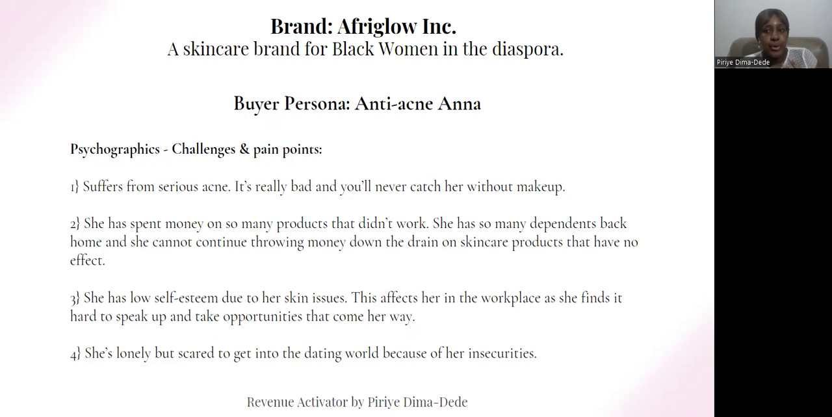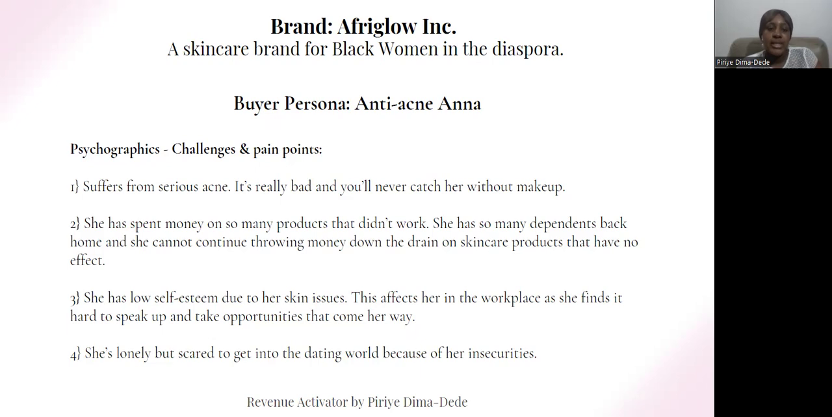These are some of her pain points. One, she has a lot of acne. It's so bad. She always has to use makeup to cover up, so she can feel more confident and feel like everyone is not just staring at her and at her acne. She has also spent so much money on products trying to solve this issue, but it's not working. She can't continue spending money like that because one, she's a junior analyst, she's not making so much, and she has dependents back home who are expecting her to send money for their survival and their upkeep and all that. So she cannot continue wasting money on skincare products that end up not giving her the desired result.